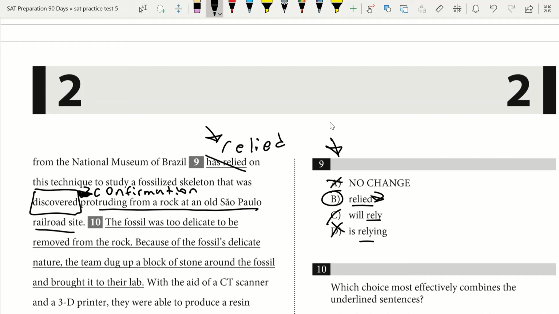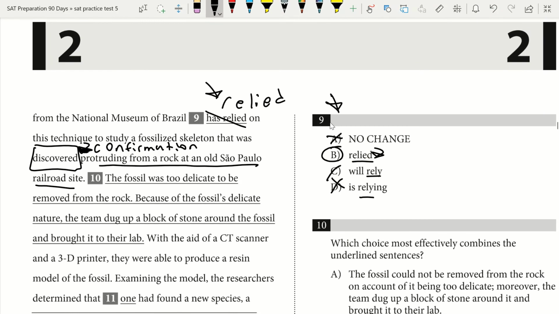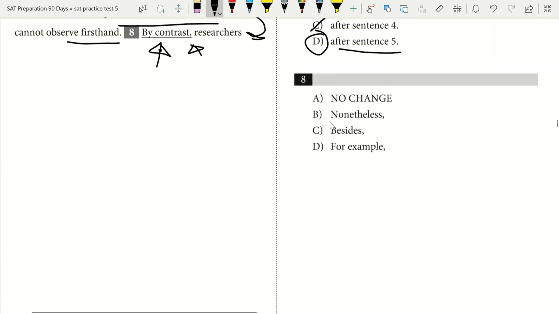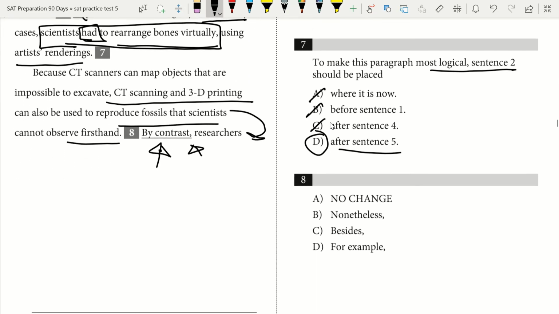All right, moving back up to question 8 now. Okay, so we just got our context for what comes after, which is them relying on that technique to study and discover that fossil. Okay, that's an example then, right? We're providing an example of how they used that CT scanning and 3D printing to reproduce those fossils. So we're giving an example of that, so answer there has to be D. Okay, we're not contrasting anything. We're not saying nonetheless and advancing an argument or anything. We're not saying besides. We are providing an example. So 8 there has to be D.